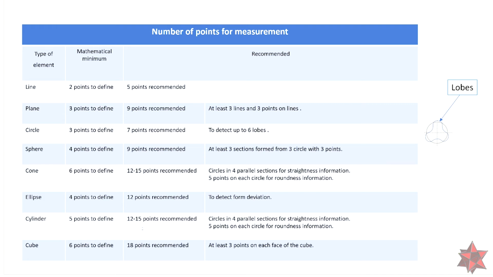Okay, then 12 to 15 points is the number of points recommended. Again, it's 4 parallel sections formed from circles for straightness information and 5 points on each circle for roundness information. And for the cube, it's 6 points to define it and 18 points recommended, at least 3 points on each face of the cube.